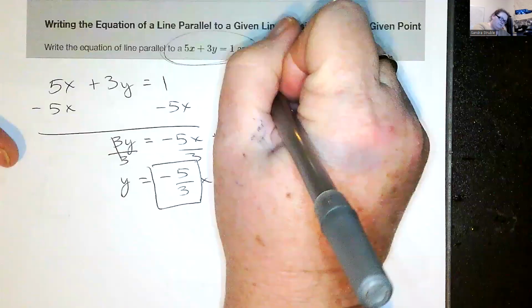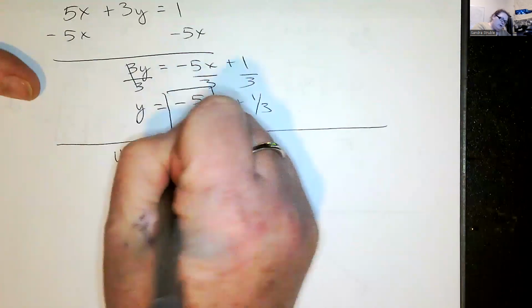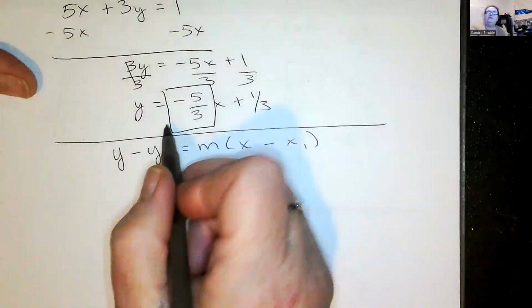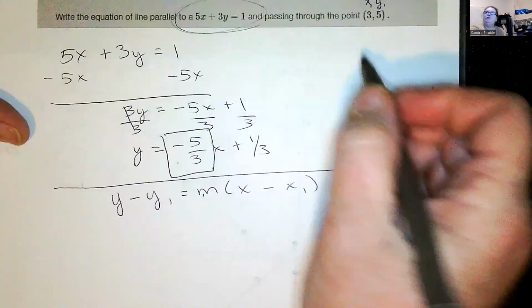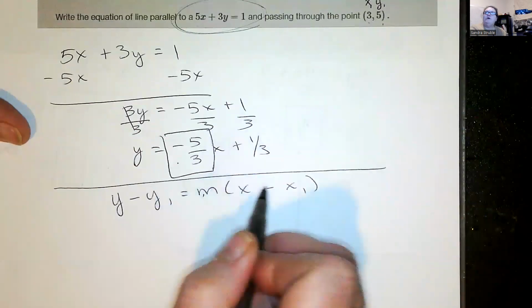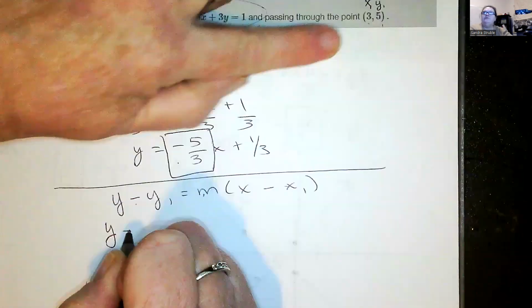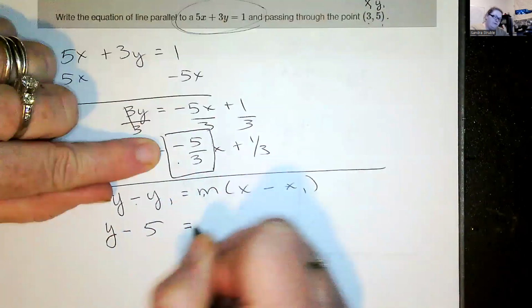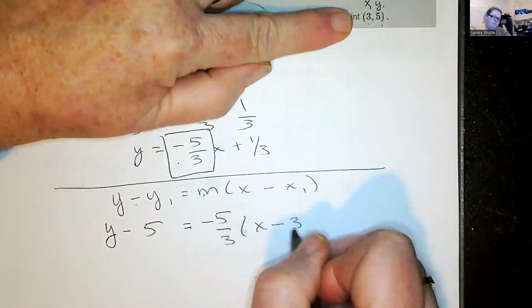Okay. I'm going to come down here and go y minus y sub 1 equals m times x minus x sub 1. I'm going to take my negative 5/3 and substitute it for the m that I have here. And I'm going to use 3, 5 as my x1 and my y1. So I've got y minus 5 is equal to negative 5/3 times x minus 3.